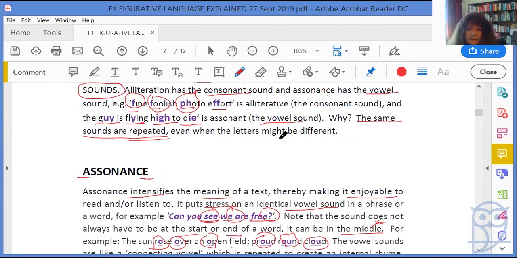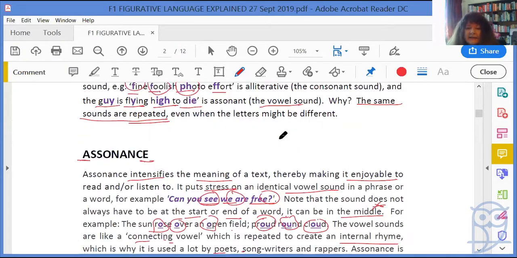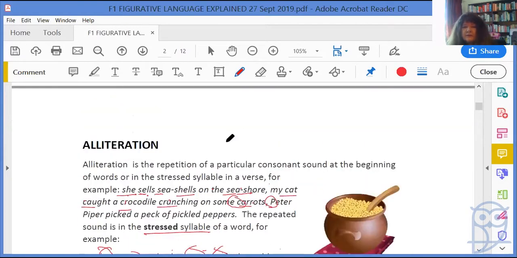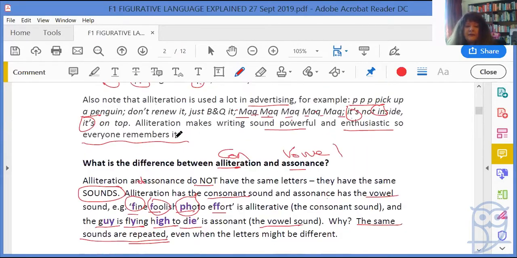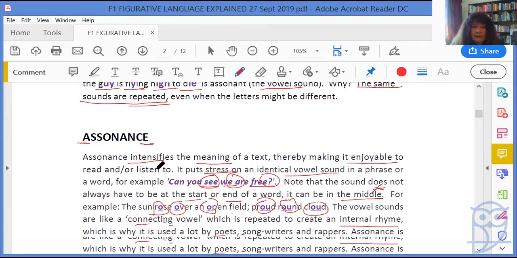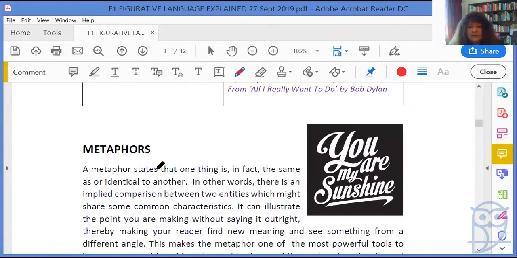So alliteration and assonance, all about sounds. One is the consonant sound, alliteration, the other is the vowel sound. Oh dear, we're almost running out of time. We're only starting to look at metaphors.